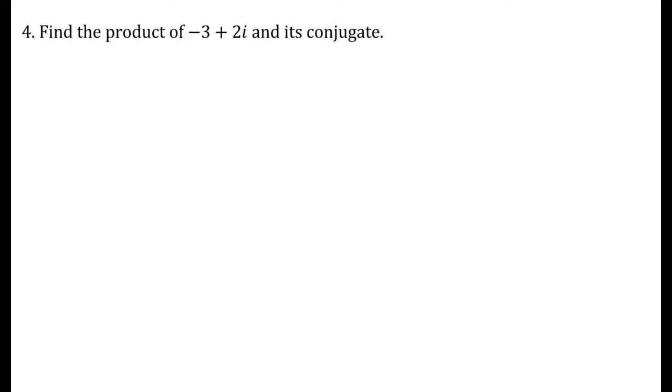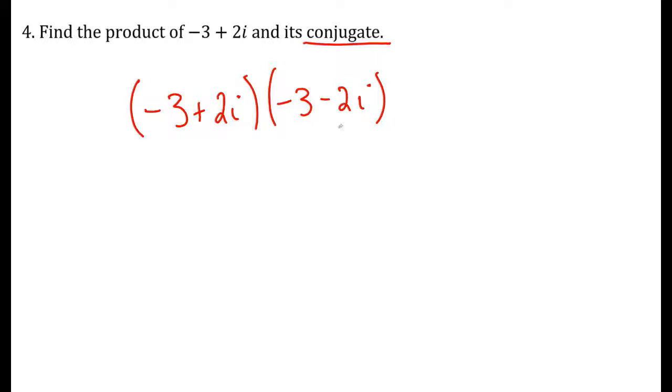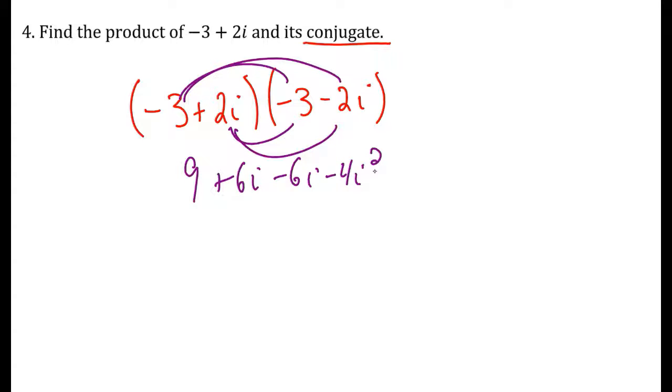Find the product of negative 3 plus 2i and its conjugate. Well, to find the product of something and its conjugate, we need to know what a conjugate is. The conjugate of negative 3 plus 2i is negative 3 minus 2i. A conjugate, you just need to change the middle sign. So when you find this product, I'm going to use the distributive property here. I get 9 plus 6i minus 6i minus 4i squared. Those add to 0. 9 minus 4i squared is really plus 4, because i squared is negative 1, so negative 4 times negative 1 is positive 4. I get an answer of 13.